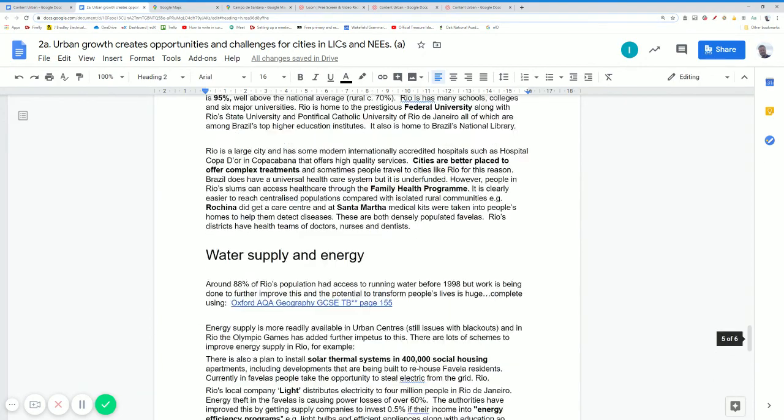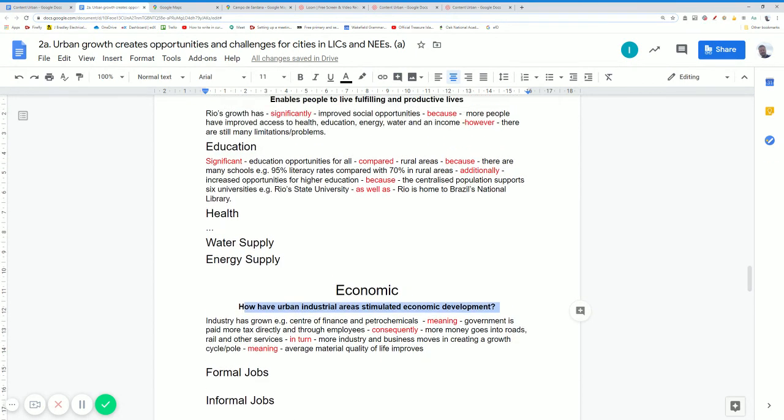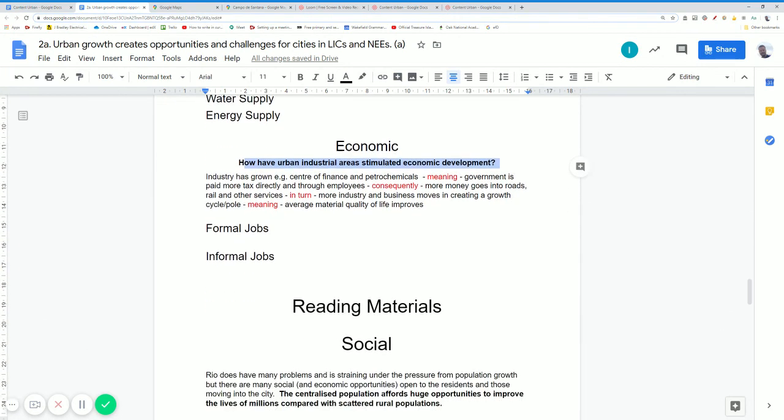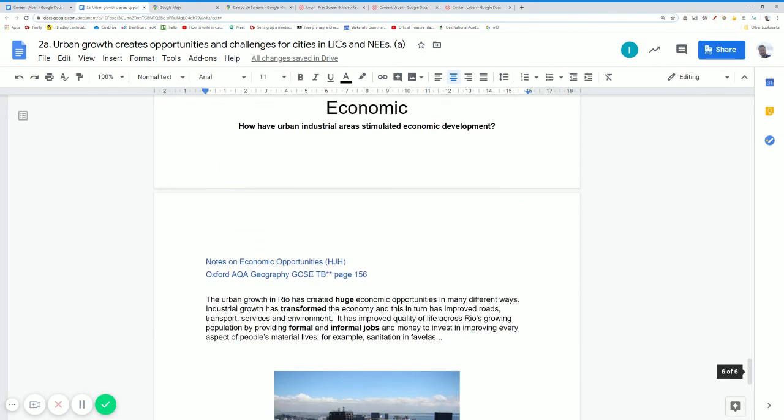But then you need to create your own notes, which really hammer the explanation. So how have these cities created these economic opportunities? How do urban industrial areas stimulate economic growth? How is it doing it? Well, it's creating jobs. When people have got jobs, they have more money, they spend more money. That means other businesses do well out of them. So, as I say, you need to make sure you've got a set of notes on these opportunities modelled on these examples at the top. And as I say, there are some web links down here and links to your textbooks and so on as well.